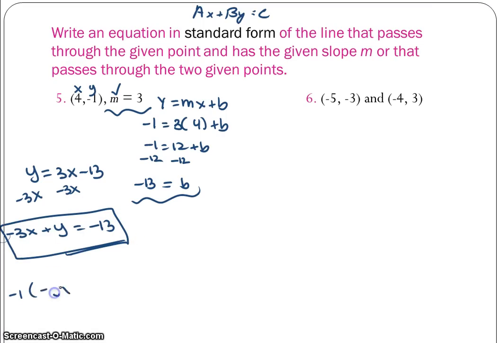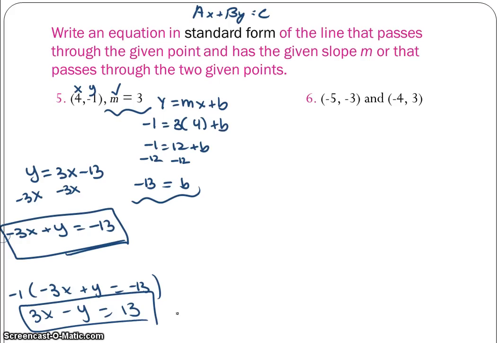So -1 times -3x plus y equals -13. So I'm going to distribute. So I get 3x, distribute to the y, minus y equals negative times a negative gives me a positive 13. And that might also be the answer in the back of the book. Right. Looks good. Okay. 6 looks different.